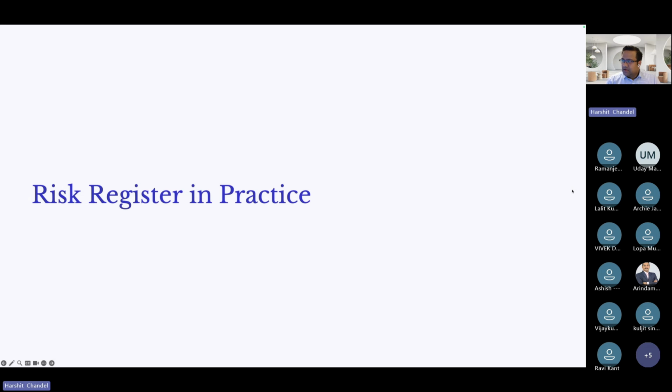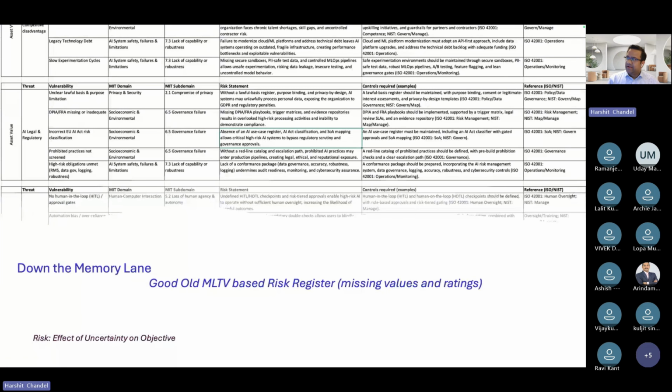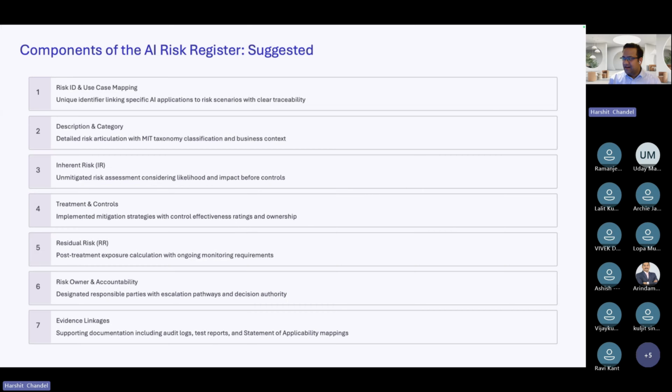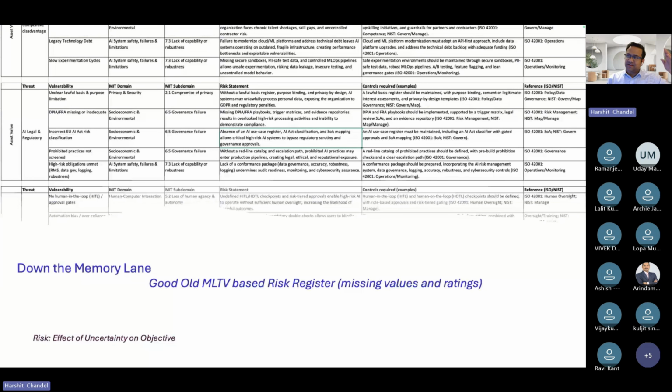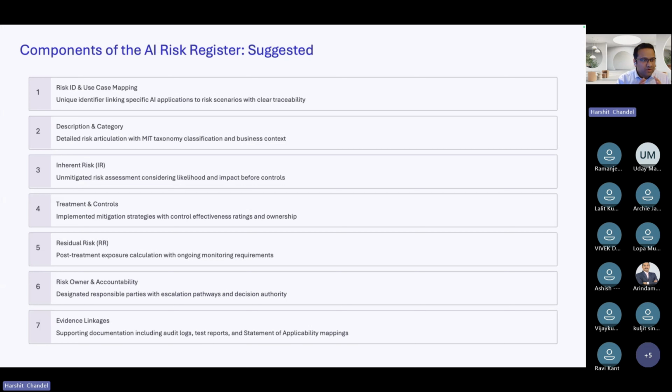Okay. So I intentionally put this slide. It just reminds us how the AI risk register used to look like. And when we had an MLTV based risk register, you define the asset value, then you do the threat value, then you do the asset vulnerability, likelihood, probability, occurrence, etc., etc.